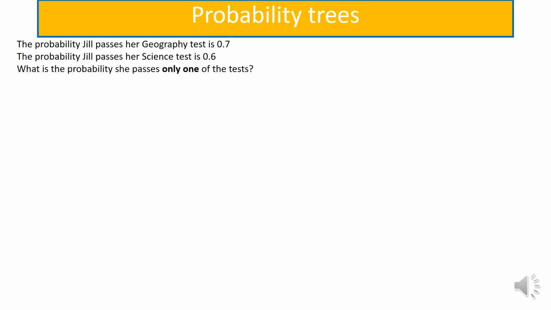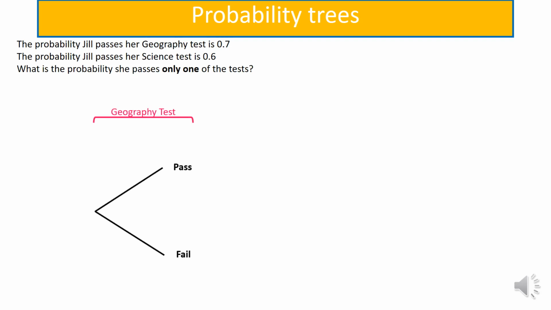Now, in this question, the probability of Jill passing her geography test is 0.7. The probability that Jill passes her science test is 0.6. What is the probability she passes only one of the tests? This is just to show you that probability can also be expressed as decimals and not only fractions.